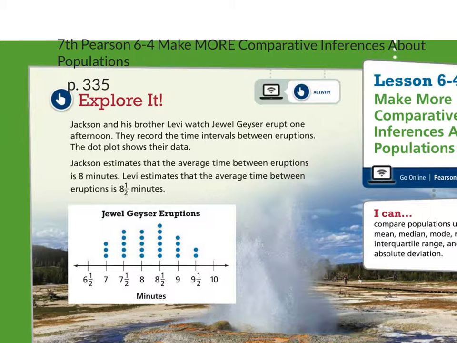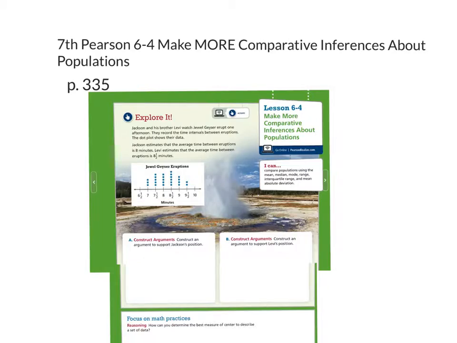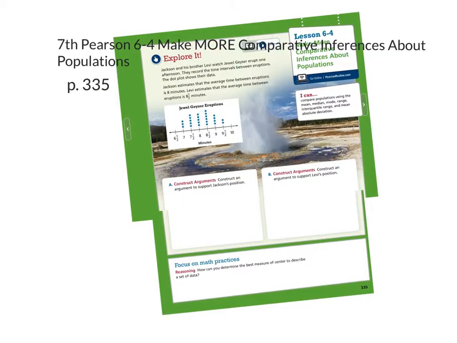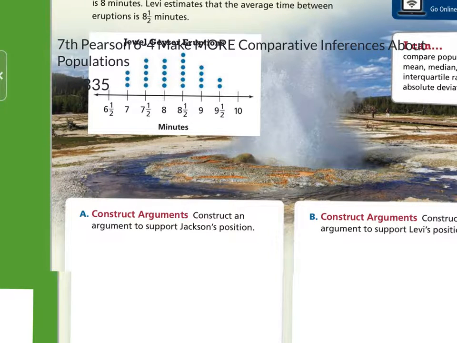Jackson estimates the average time between eruptions is 8 minutes. Levi estimates the average time between eruptions is 8.5 minutes. So what we're going to look at here is how we can construct arguments to support each of their positions. So if you look at Jackson's position, he said that it was about 8 minutes.